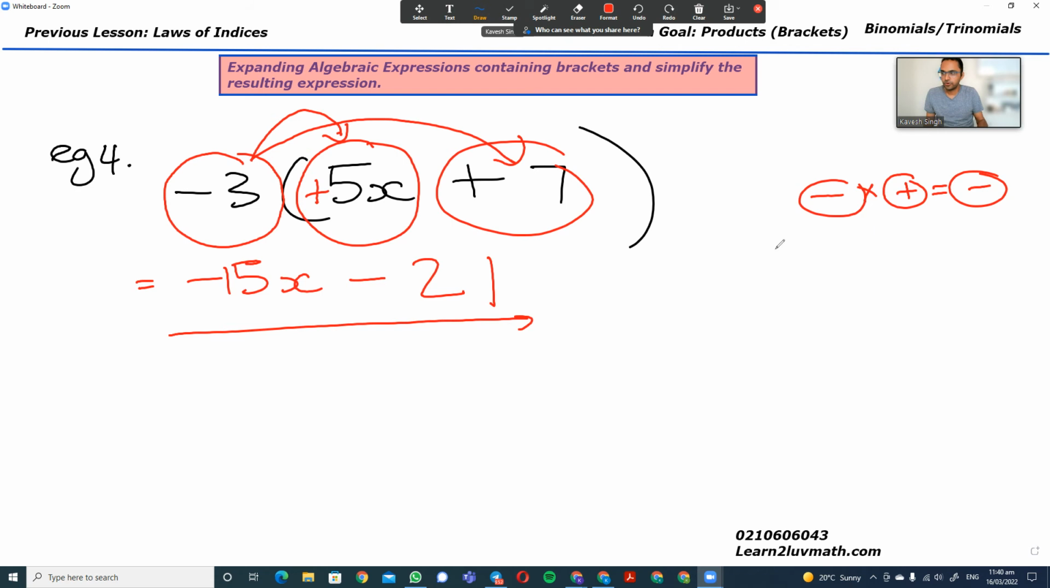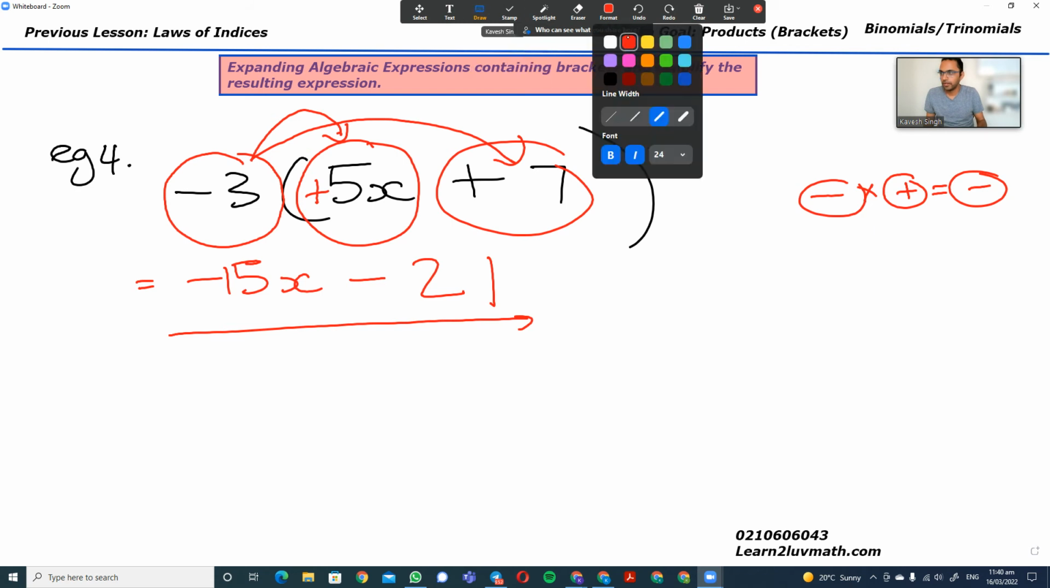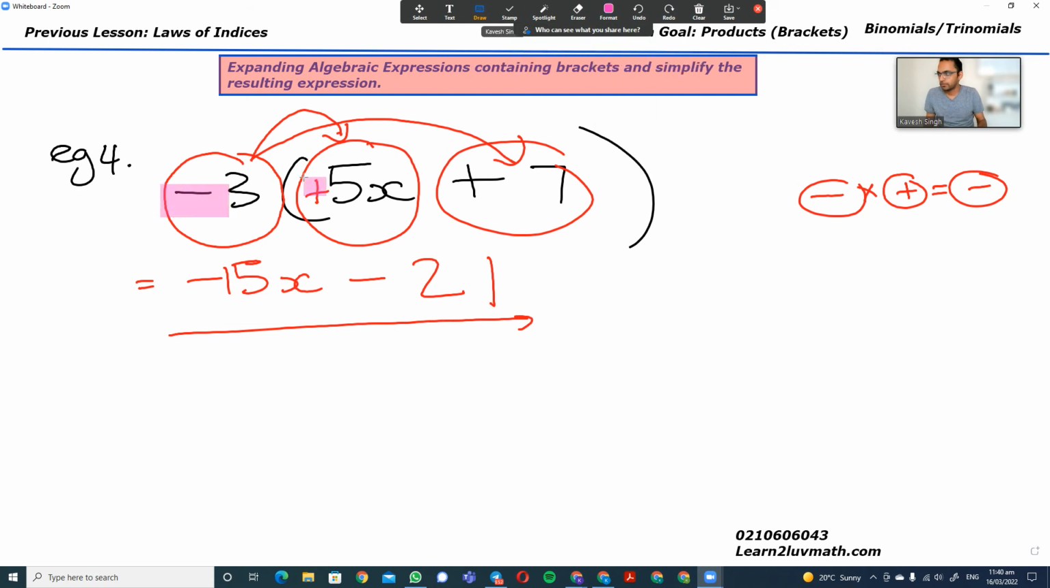Both are negative, just a reminder, because we have a negative and a positive, so we end up with a negative. And then we have a negative again and a positive, so we end up with a negative again.